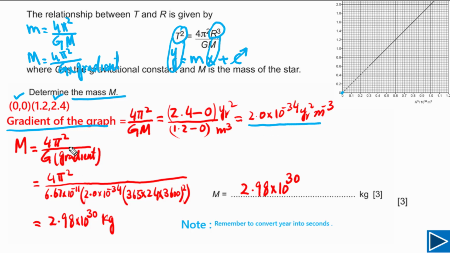Now I have plugged in the value of the gradient. This is the value of the gradient, but you can see this is in years, so I have converted years into seconds. This is 365 days. One day has 24 hours and 1 hour has 3600 seconds. And this is our final answer.